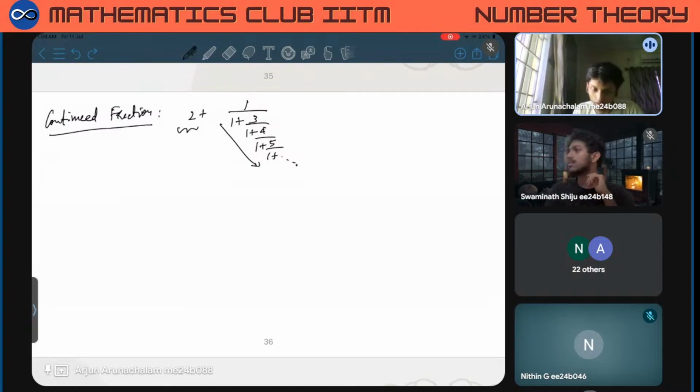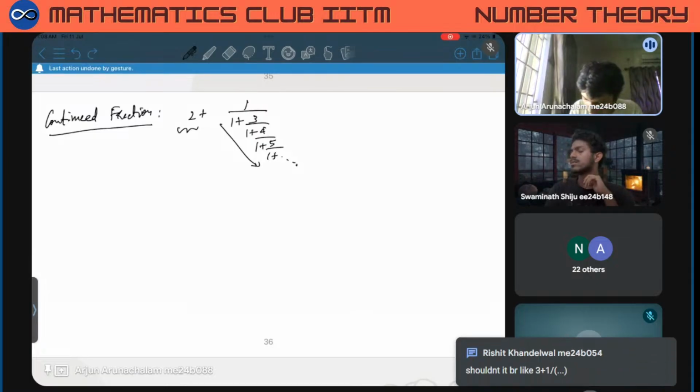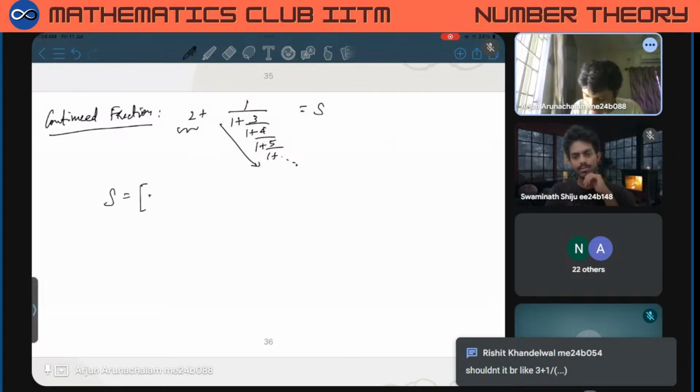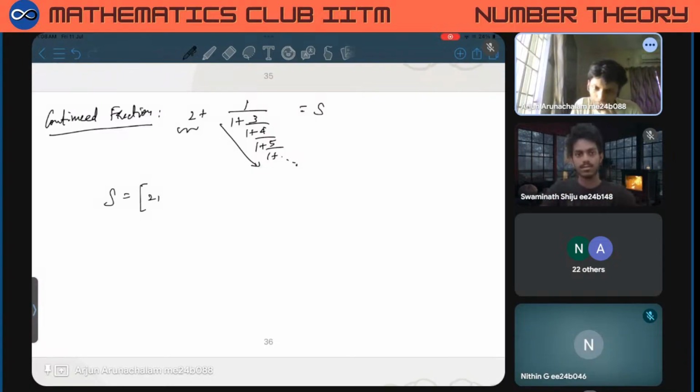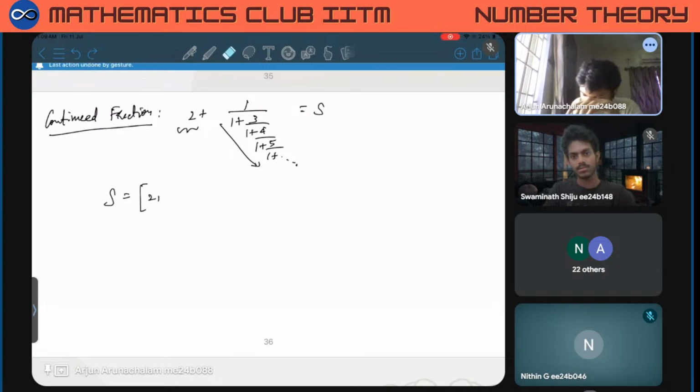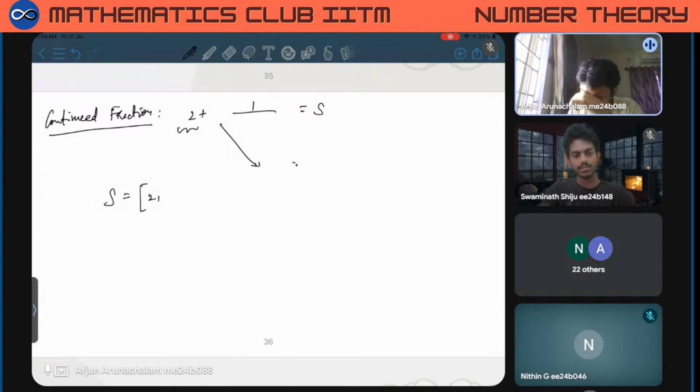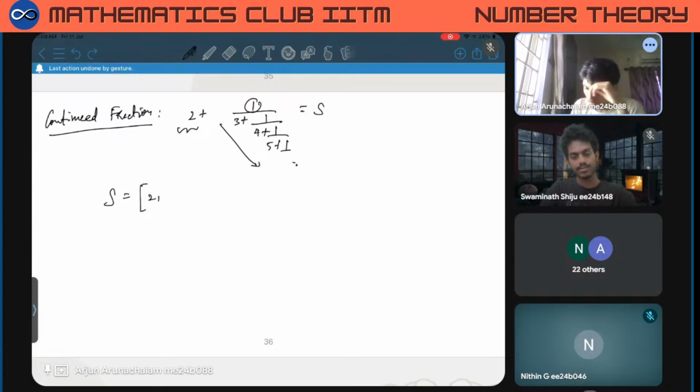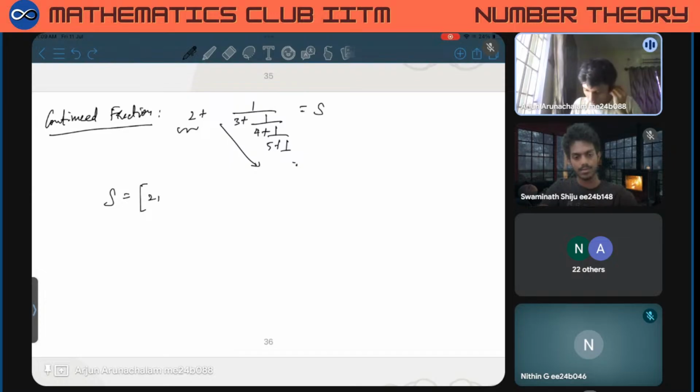Essentially, let's say this fraction is equal to s. Oh wait, sorry, I made a mistake. You write 1 by 3 plus 1 by 4 plus 1 by, let's say, 5 plus so on, right? So the numerators will always be 1. So you write it as 2 comma 3 comma 4 comma 5 and so on. And sometimes you also have the case where the fraction tends to repeat.